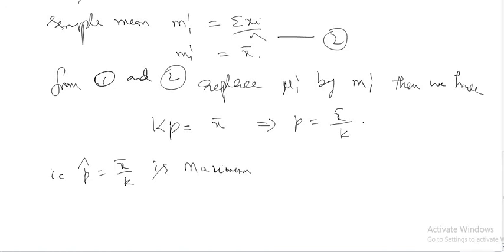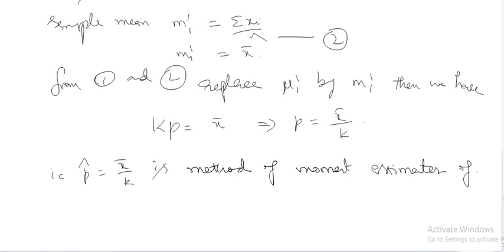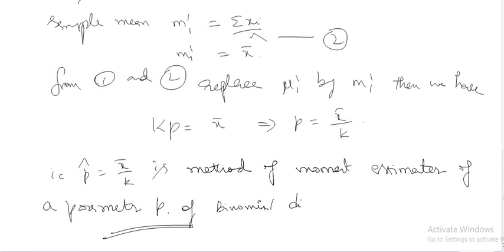Method of moments estimator of parameter p of the binomial distribution. Okay, that is three distributions we have.